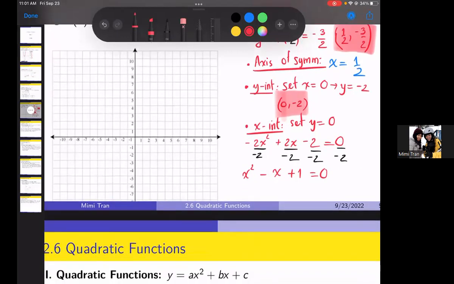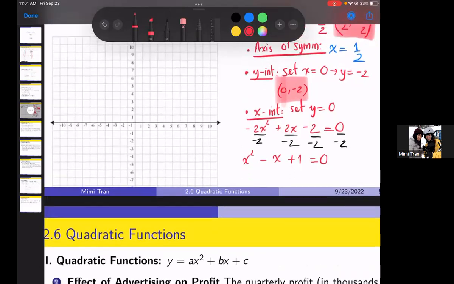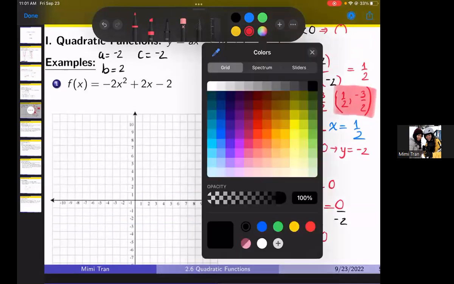Can you find two numbers that multiply to 1 and add to negative 1? Multiply to 1, add to negative 1. I don't think so, right? Anything multiplied to 1 will be 1 and 1, but 1 and 1 is either 2 or 0 if they're opposite signs. So it's not factorable. I have to use the quadratic formula in this case.